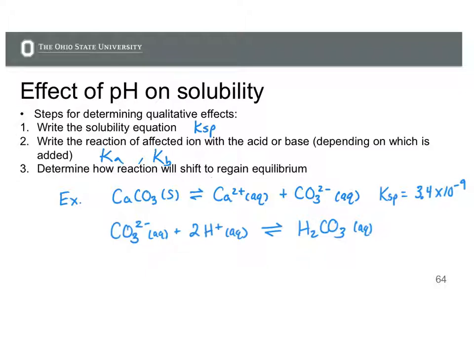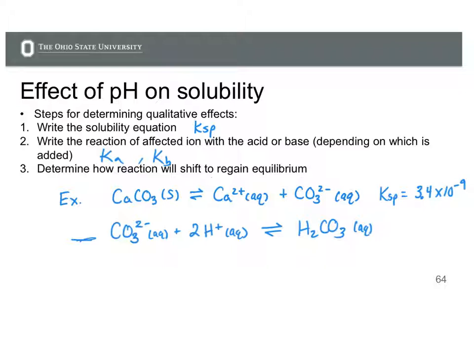So let's look at calcium carbonate. Okay? Calcium carbonate is a solid. When you put it in solution, it has a small KSP. Can you see that? 3.4 times 10 to the minus 9. But it will form some calcium ion and some carbonate ion. But carbonate can react with acid, H+, to form H2CO3, carbonic acid. Okay? When this second reaction happens, what do you think happens to the solubility of calcium carbonate? Increases or decreases? It's going to increase, right?